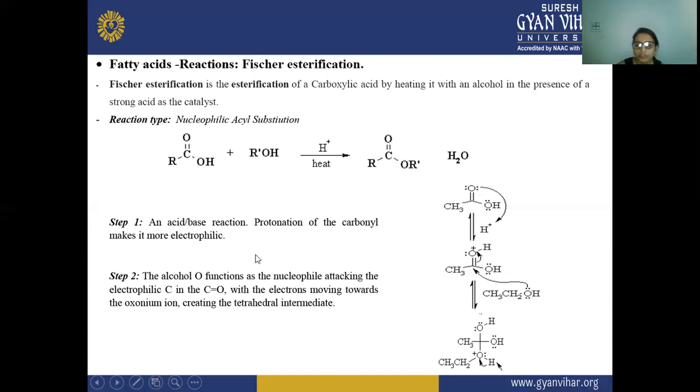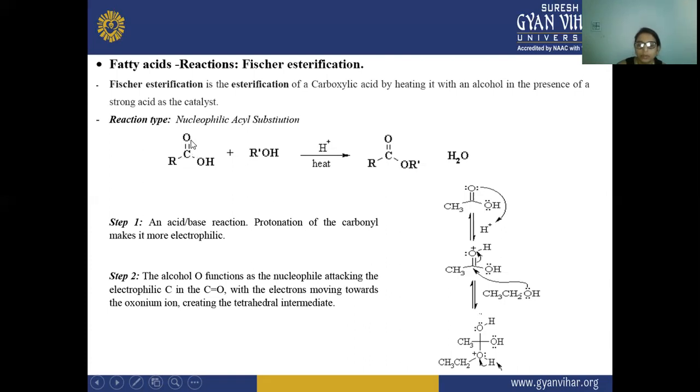In step one, you will see an acid-base reaction: protonation of the carbonyl makes it more electrophilic. Protonation means the addition of H positive. This H positive is adding to the carboxylic acid oxygen. You know that this oxygen will withdraw electrons from the carbon atom, so there is a partial negative charge on the oxygen atom and a partial positive charge on the carbon atom.